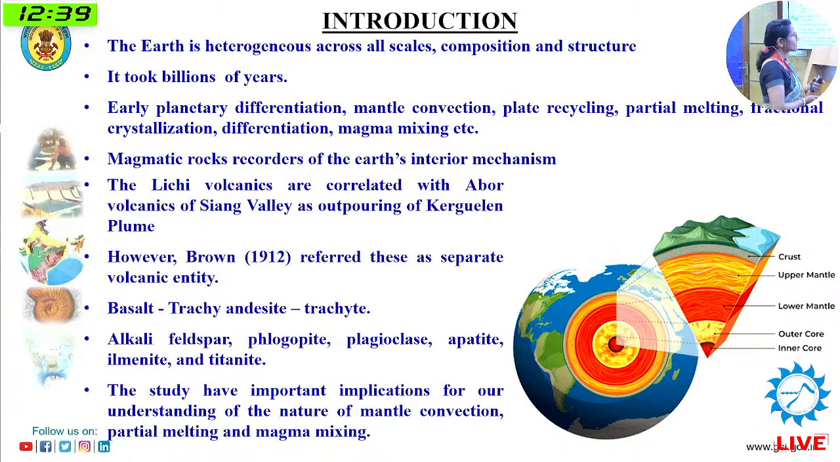So the Lichi volcanics is one of them, which was correlated with the Abor of the Siang Valley, but in 1912, Brown referred to it as a separate volcanic entity. Here basalt, trachyandesite and trachyte are exposed, which are composed of alkali feldspar, phlogopite, plagioclase, apatite, ilmenite and titanite. And I will try to correlate these things with the mantle heterogeneity.